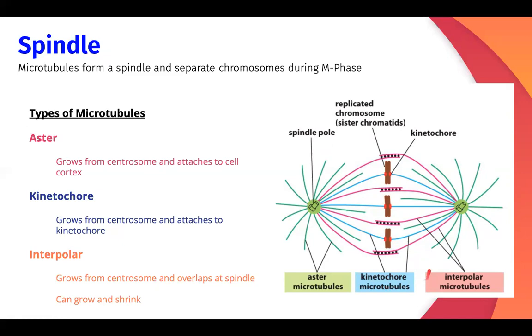And then we have interpolar microtubules, which grow from the centrosome, shocker, and overlap at the spindle. And that's these pink ones with the little bead looking things, which are kinesins, dyneins. What are they called? Kinesins, dyneins, motor proteins. I've gone through this too many times. And they can grow and shrink.